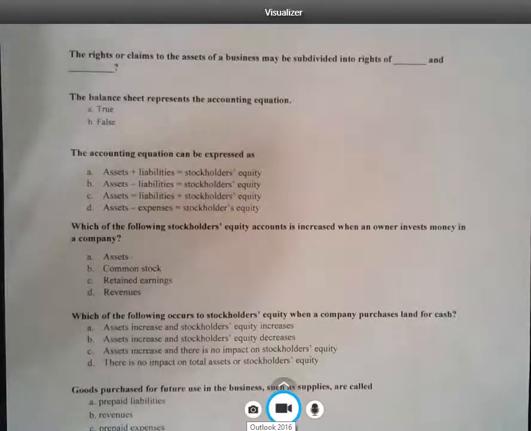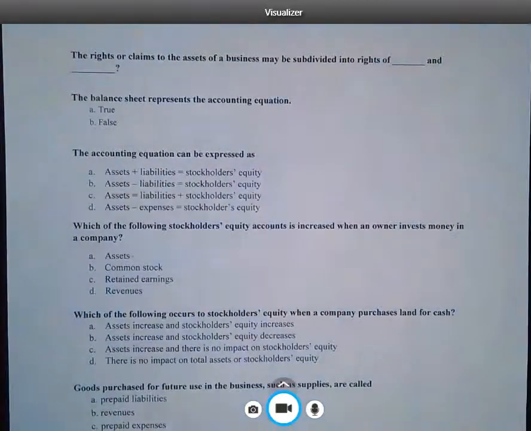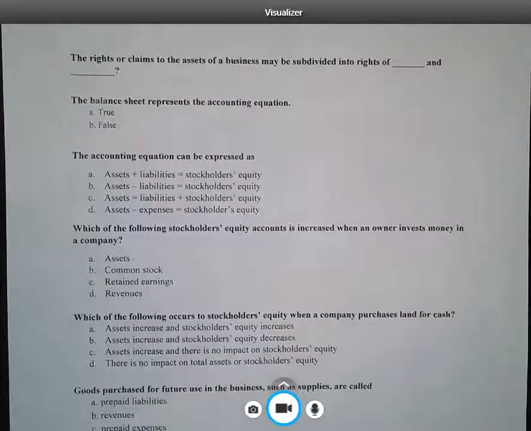Okay, so as we continue our discussion on Chapter 1, we need to discuss the accounting equation somewhat in depth because it's something that you're going to really need to know. All right, so let's look at this first question, a little fill-in-the-blank question. It says, the rights or claims to the assets of a business may be subdivided into rights of blank and blank. So we're looking for parties here.